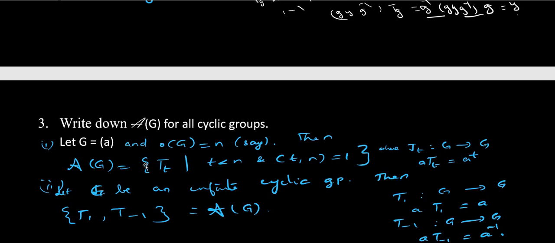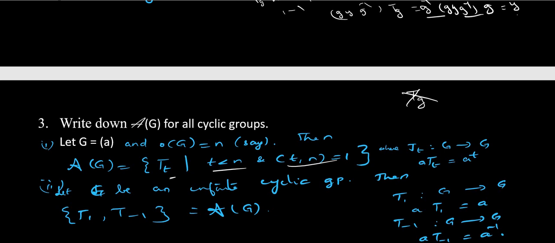It's asked in section A. So it is all those elements of the form T suffix T with T less than n, and T and n are relatively prime. So n is the order of G, and this T is in the suffix that we denote. So this is a number. In the case of inner automorphism, we had T suffix G, where G is a member, but here it is not that; it is a number which is less than n and relatively prime to n.